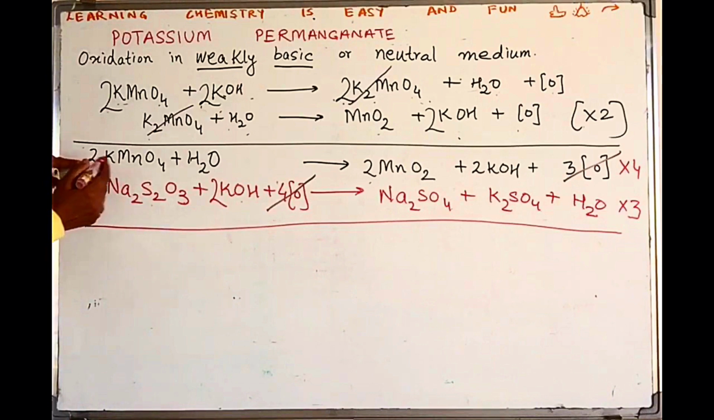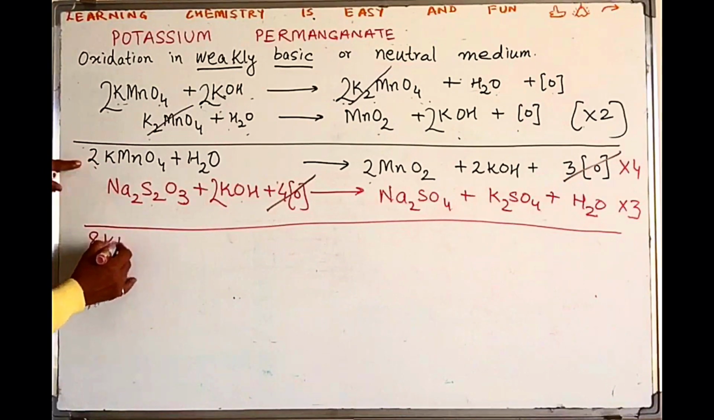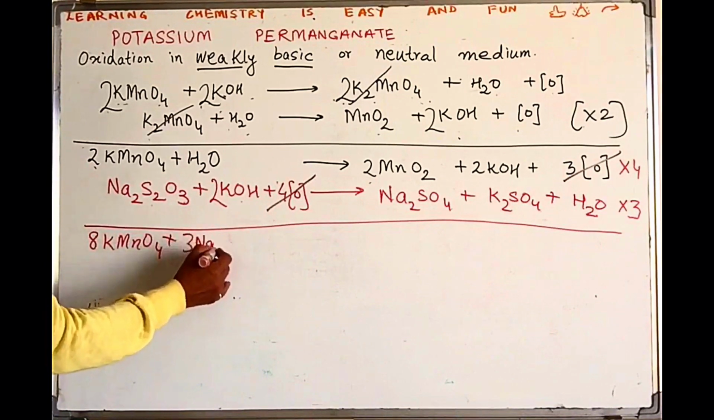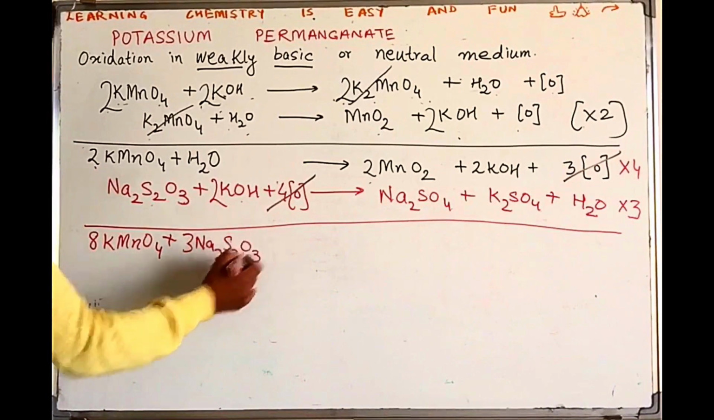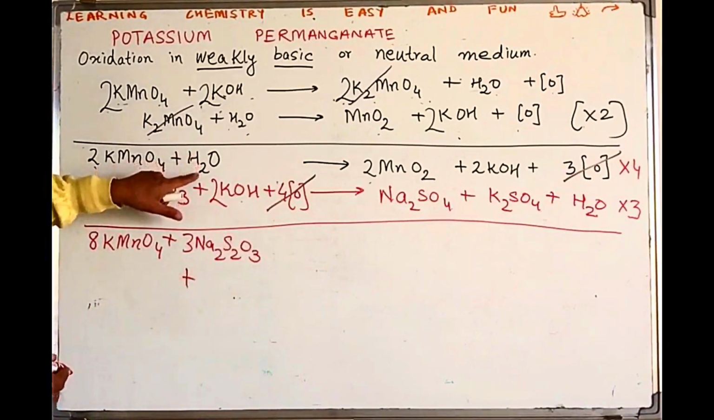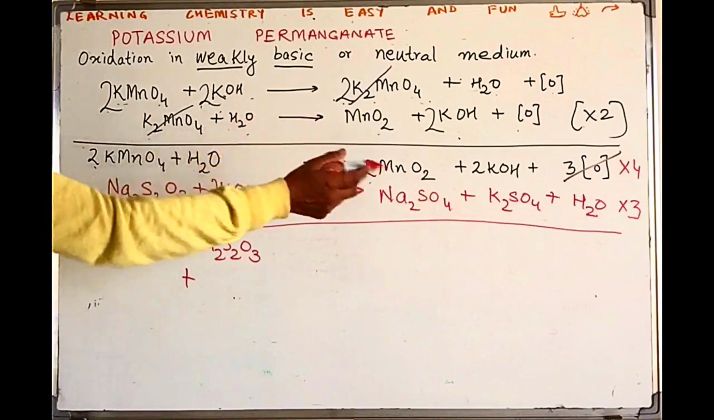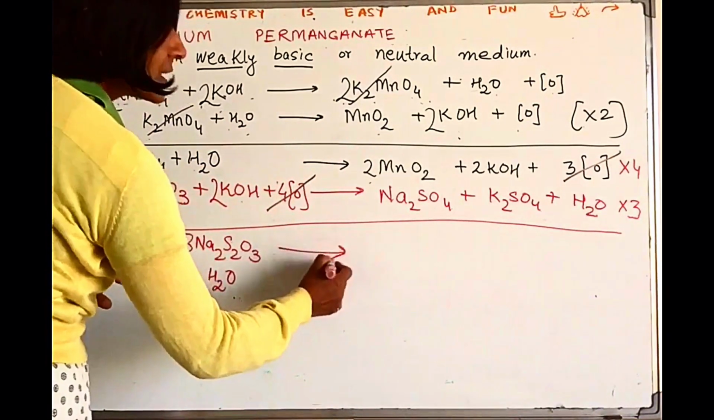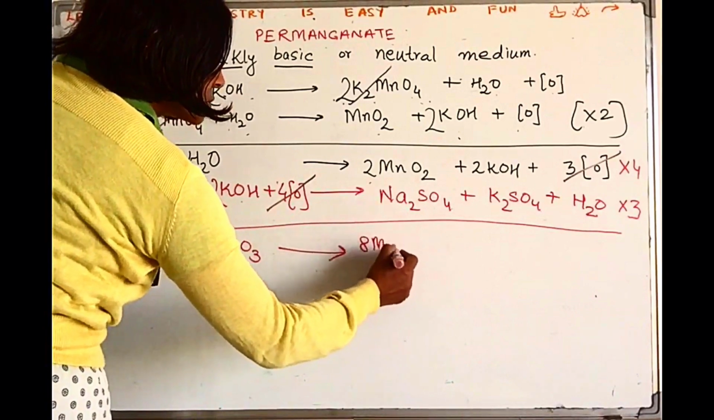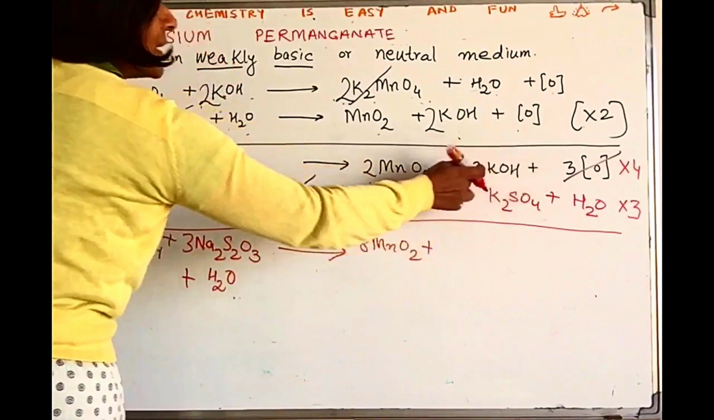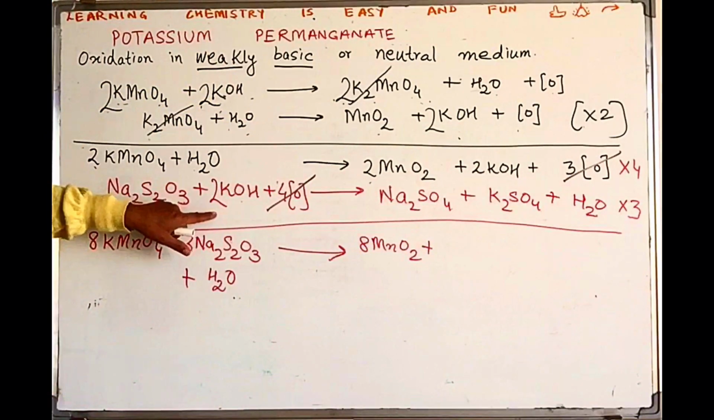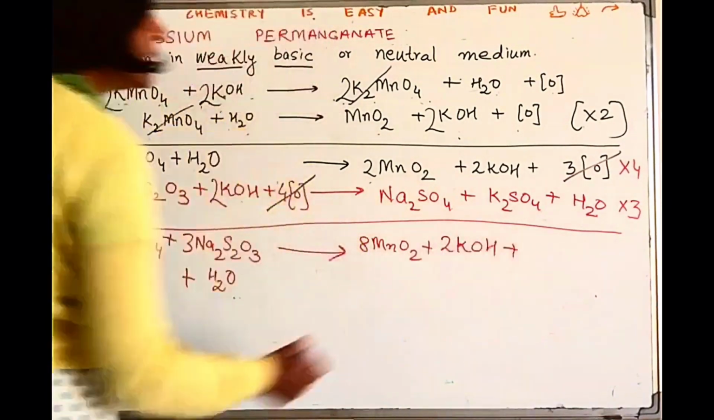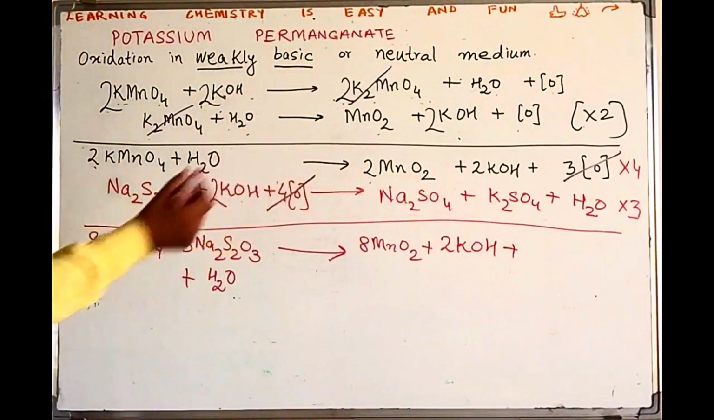Okay, let me make it easy first. 4 times 2, 8 KMnO4 plus 3 Na2S2O3 plus, let us see, will there be water on the left hand side or not? There's 4 water here and 3 water there. So we will have 1 water. Gives us 4 times 2, 8 MnO2 plus 4 times 2, 8 KOH and 3 times 2, 6 KOH. So we will have overall 2 KOH on the product side, 3 Na2SO4 and 3 K2SO4.